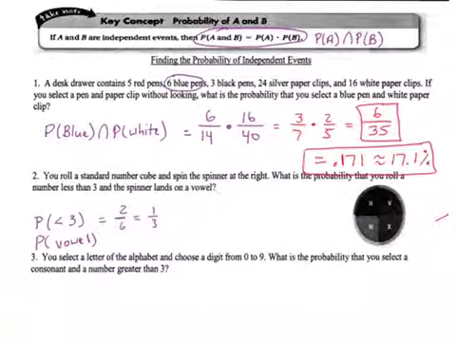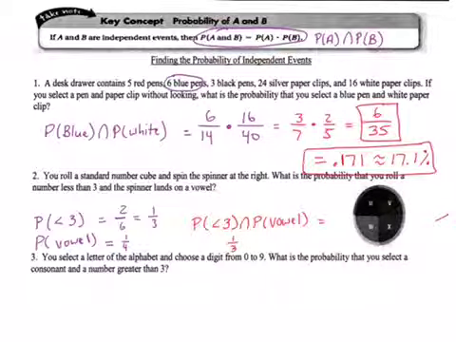And then vowels in this particular spinner would just be 1/4. So now you bring this together. We're looking for the probability of less than 3 and the probability of a vowel. So in this case, we're looking at 1/3 times 1/4, which is going to give us 1/12. So the probability is 1 out of 12. And remember, you can represent probability as a fraction, a decimal, or a percent in this case.